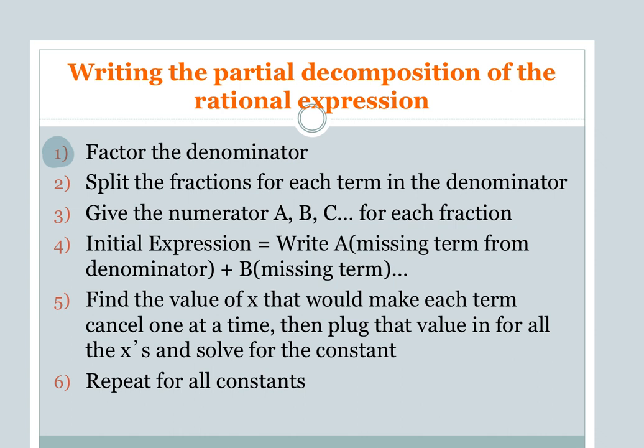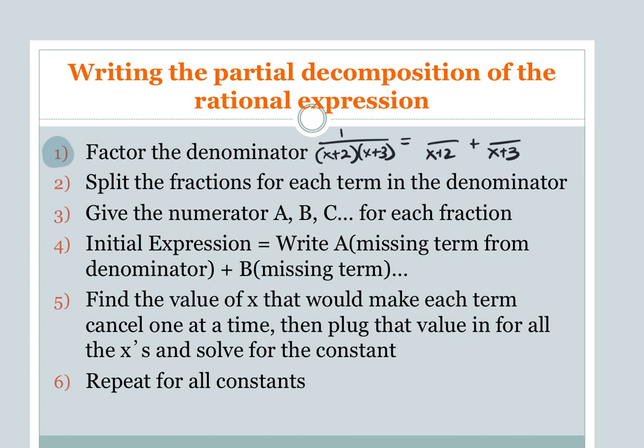Then for each term in your denominator, you're going to split your fractions. So if I had 1 over, and I factored it out, x plus 2 and x minus 1, or x plus 3, whatever it is, there are 2 factors there. So they each get their own denominator, and they each get their own fraction. So it would be something over x plus 2, and then something over x plus 3. However many terms there are, you will have that many fractions on the right side.